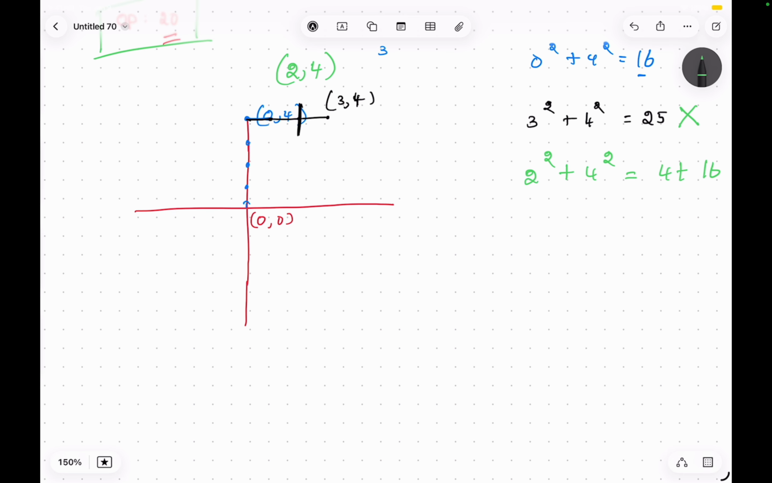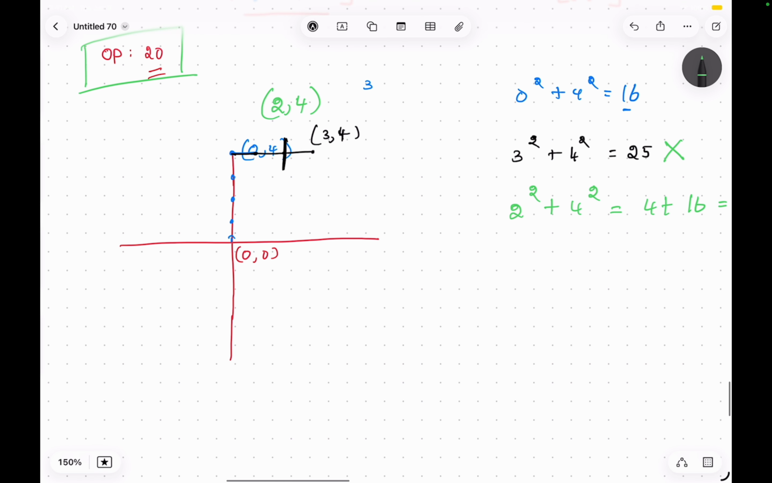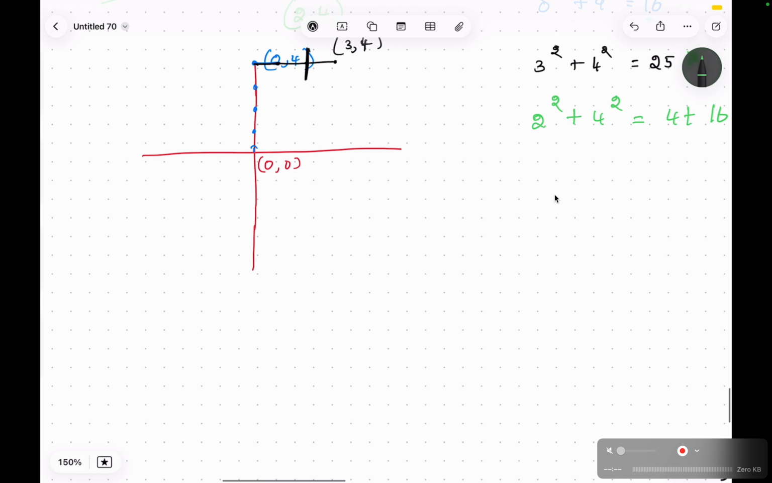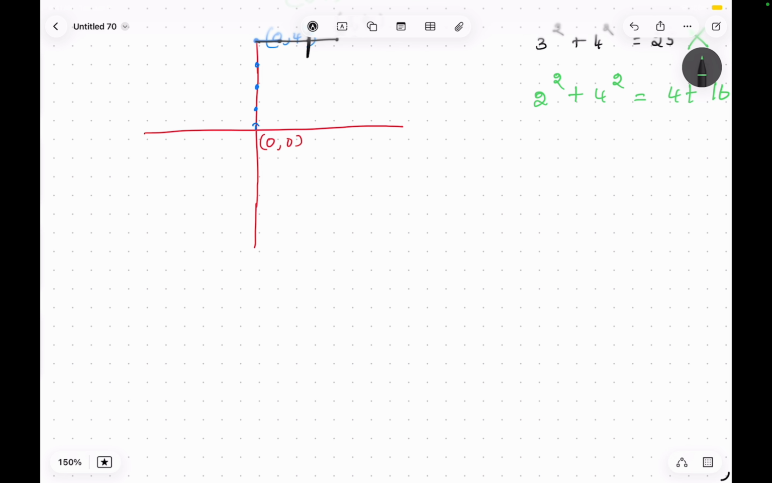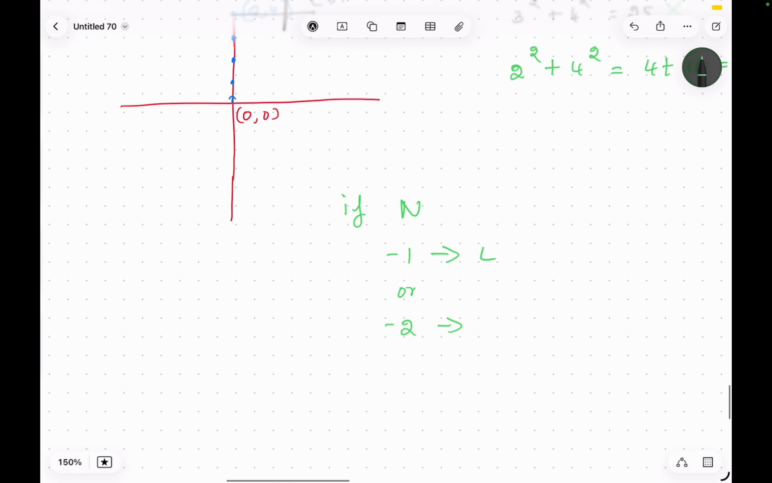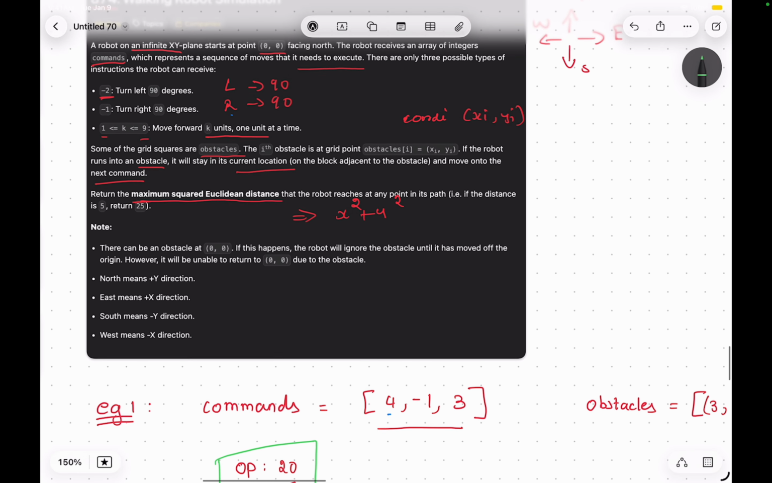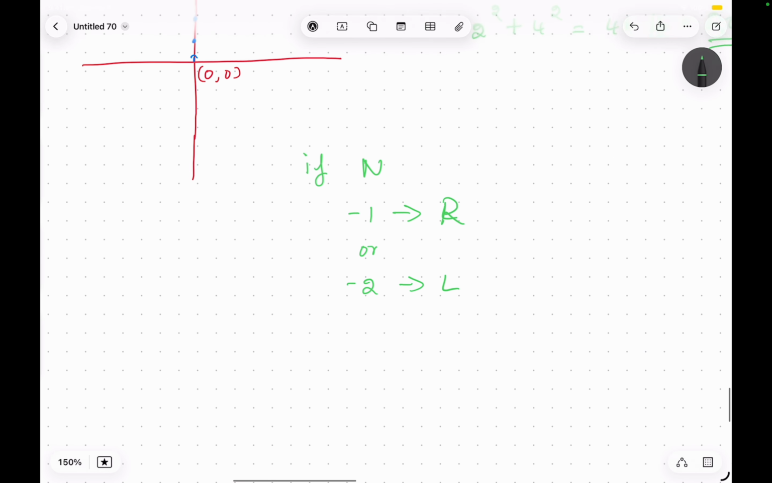So how do we solve this actually? What we can do is simulate the same thing. If you are at a position, and for example you are moving towards north, and you encounter -1 or -2, so if it is -1 you can turn left, right? And if it is -2 you can turn right. Let me check it. So yeah, you can turn left.